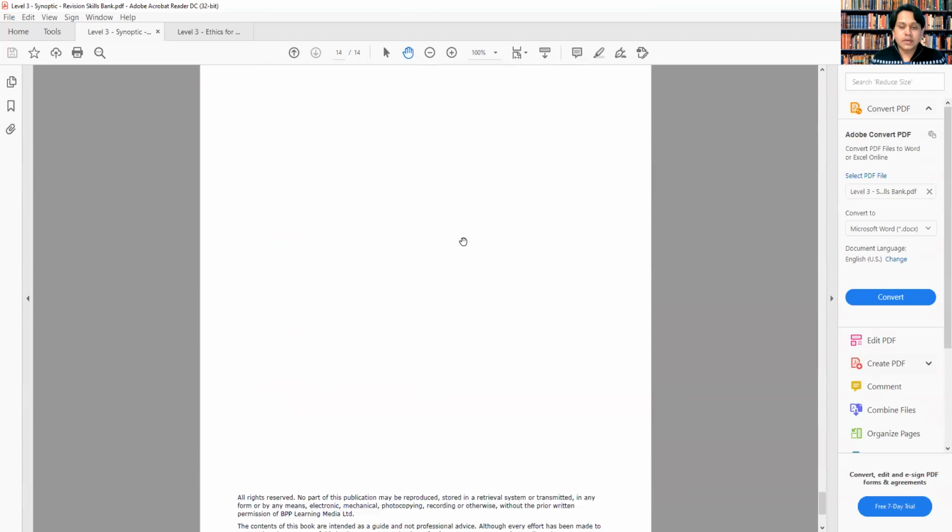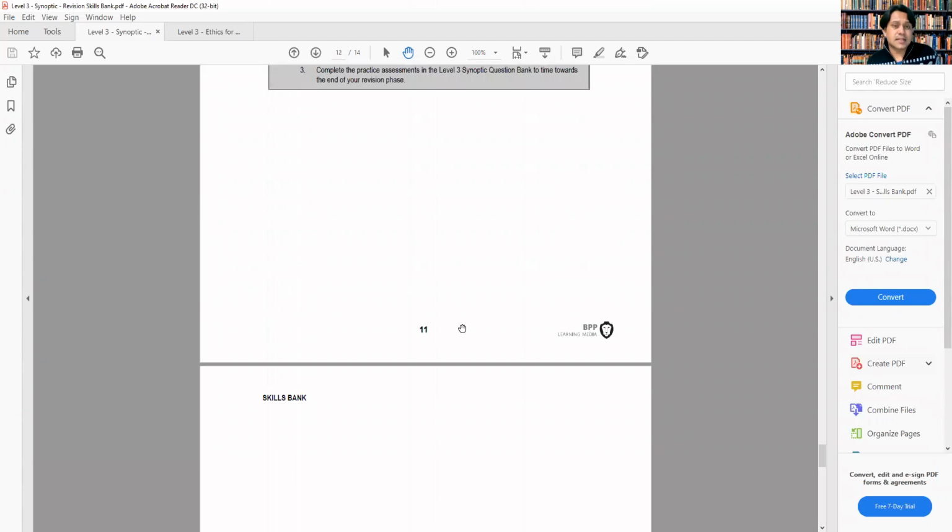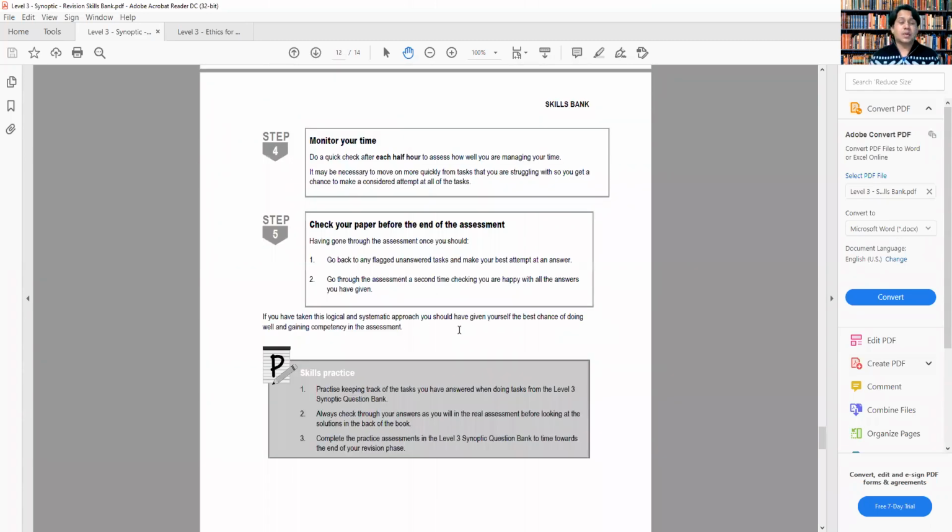Well, this is the revision skill plan we have, and it is quite helpful if you remember all of this in the exam, and obviously that will give you a very clear picture of what your plan for the exam is.